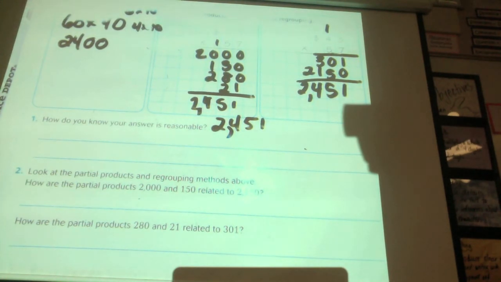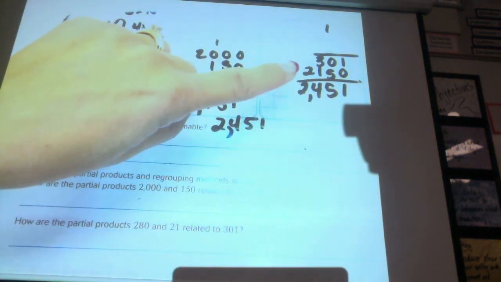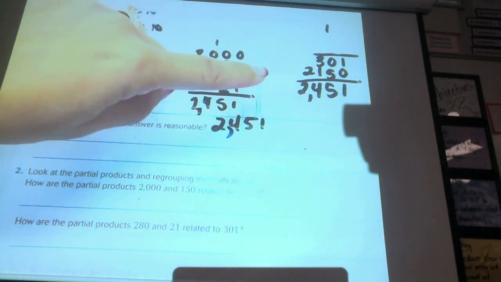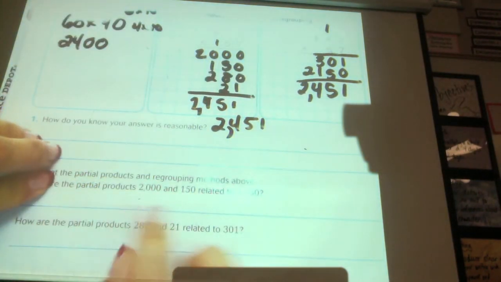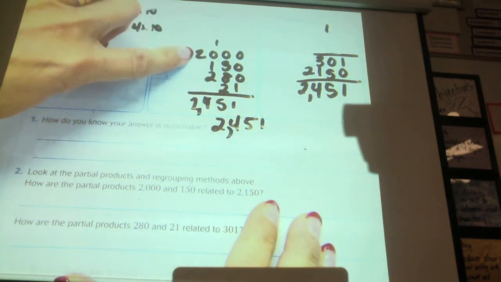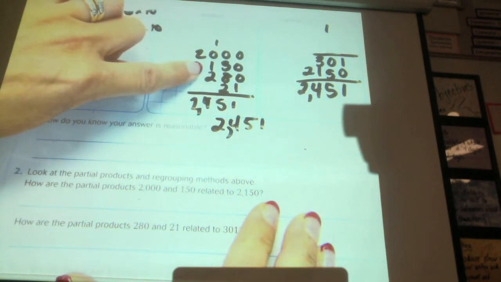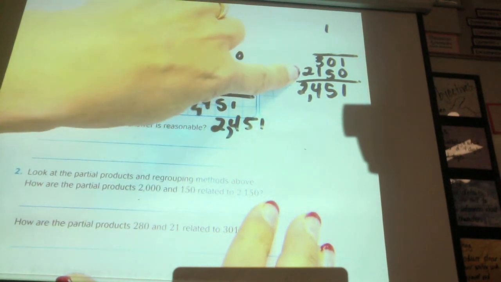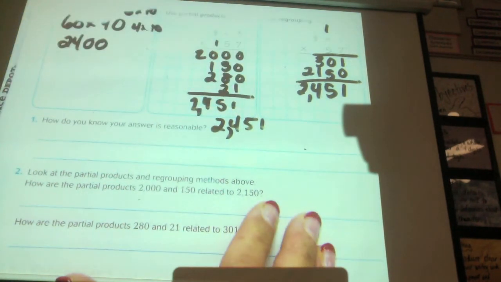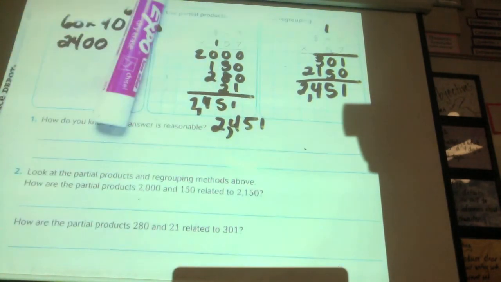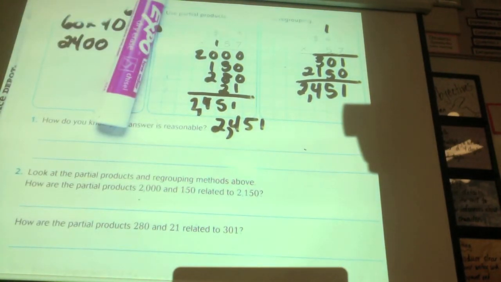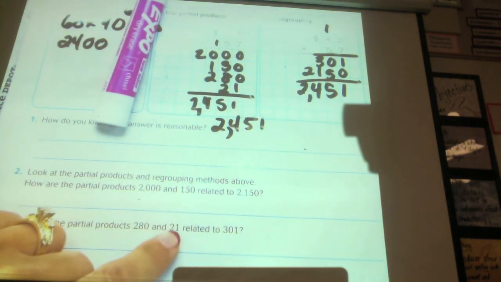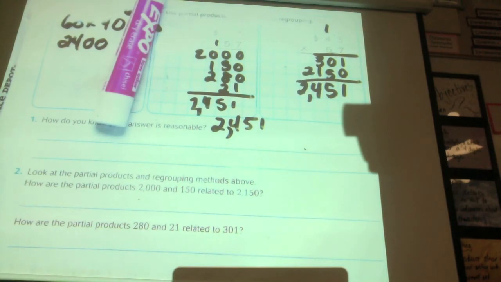If you do 2,000 times 150, you can get the answer. You mean 2,000 plus 150 equals 2,150, doesn't it? So, in your own words, I want you to explain how the 2,000 and the 150 is the same as the 2,150 here. Go ahead and take a minute and explain that in your own words. And then I also want you to do the bottom one. How are the partial products of 180 and 21 related to the 301?